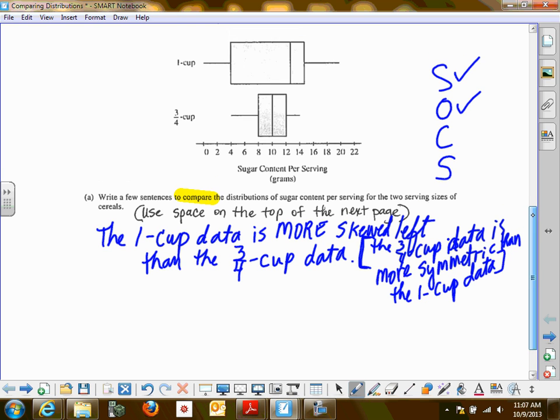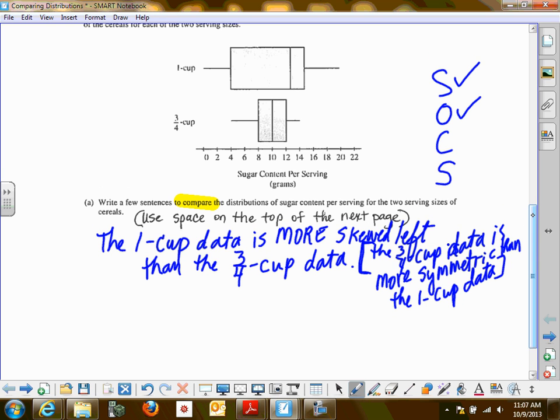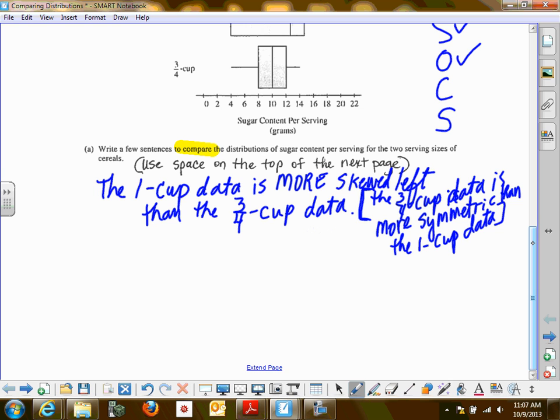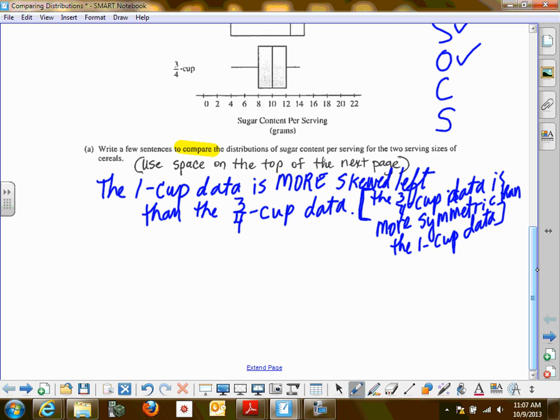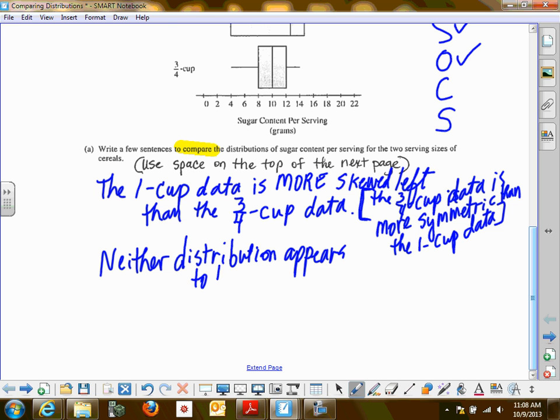Outliers. So what do you have to say about the outliers in these 2 box plots? It doesn't appear that there are any, because they do not have any dots drawn. So I could say neither box plot appears to have outliers. Should I say neither box plot has outliers? That's a little too definitive, because what if they didn't tell us specifically that this was a modified box plot, which shows outliers? But anyway, neither distribution appears to have outliers.